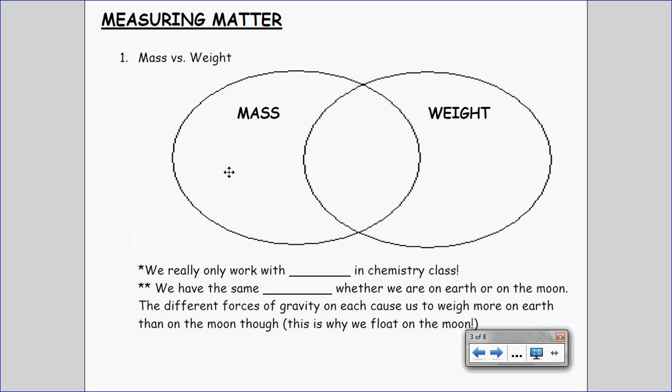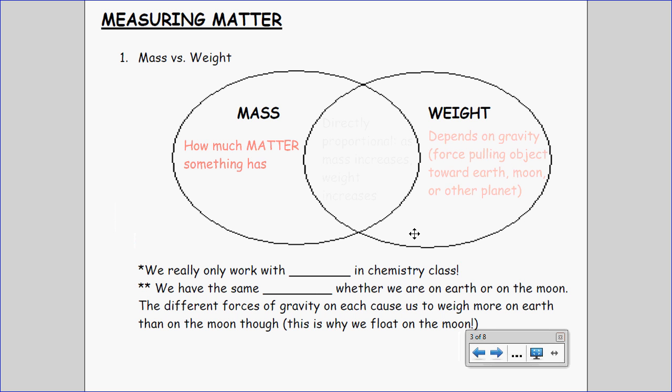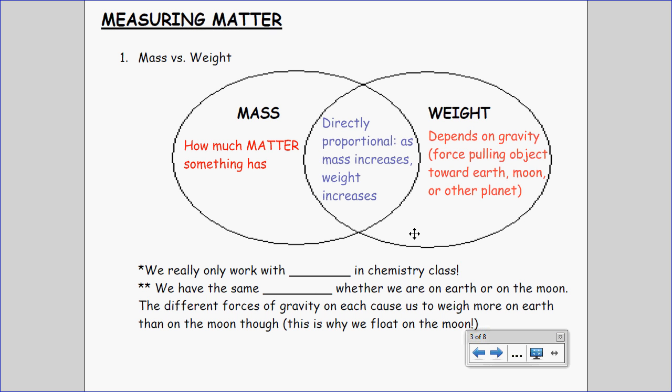So here we go. Let's compare and contrast mass versus weight. Mass is how much matter something has. Essentially, it's how many atoms it's got in it. Weight depends on gravity. They are both directly proportional. As mass increases, weight increases, but they are not the same thing. In chemistry, we really only work with mass, on a balance.